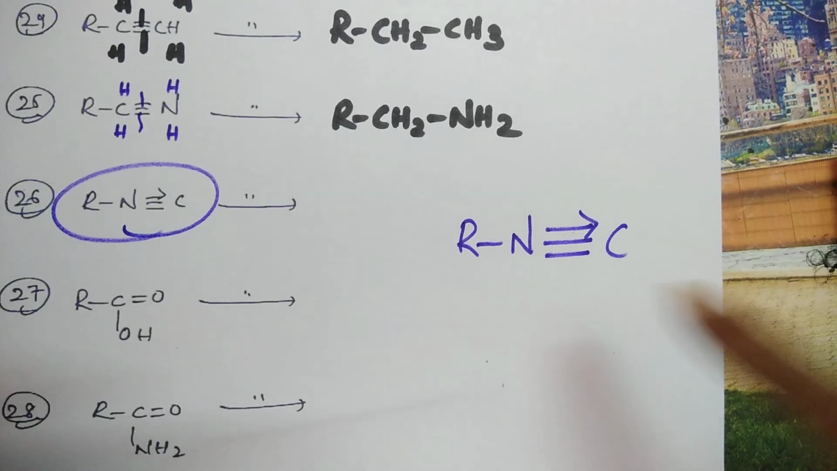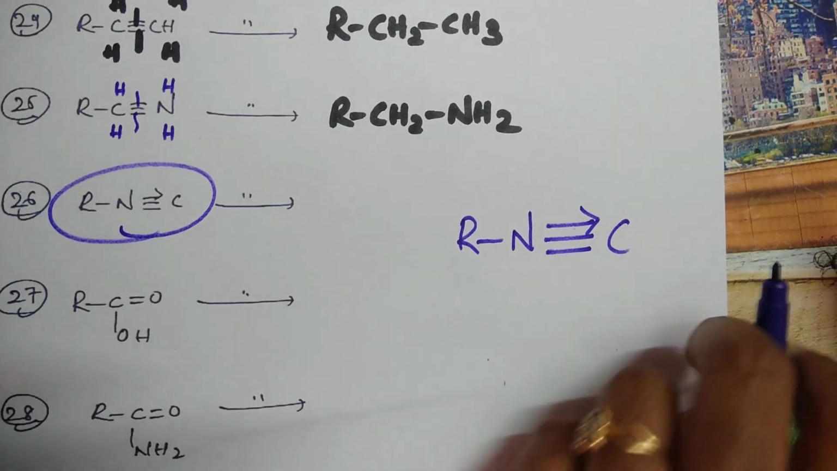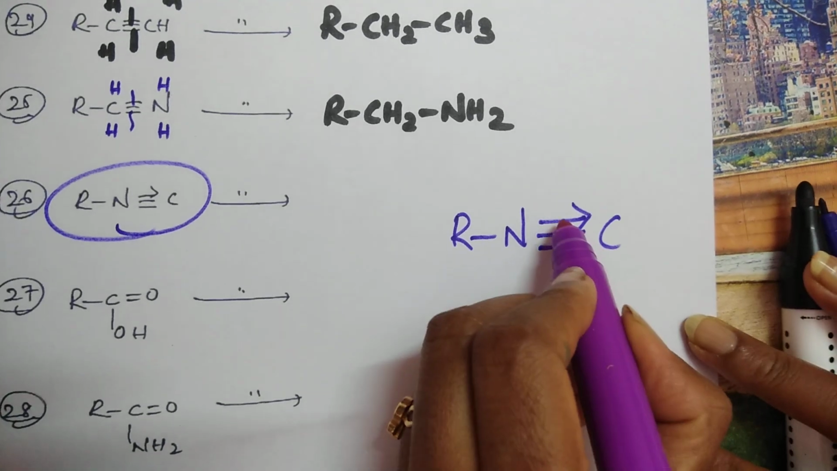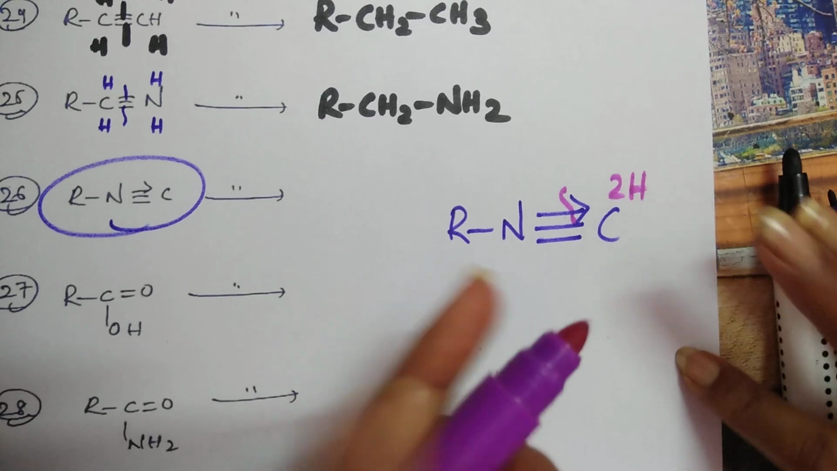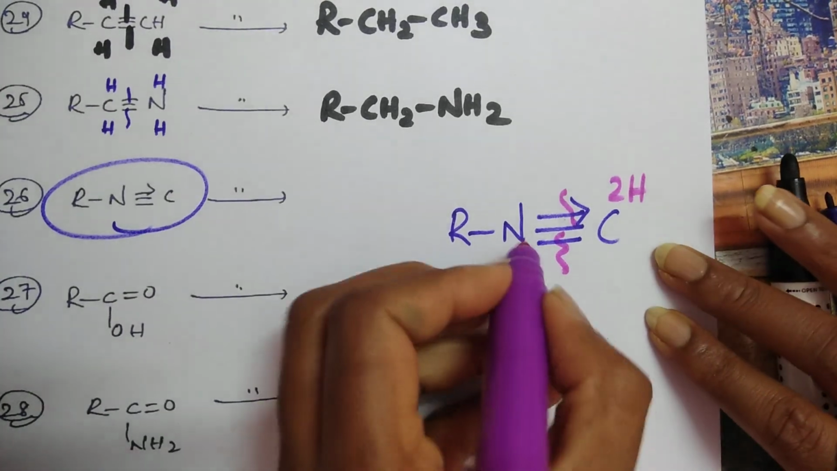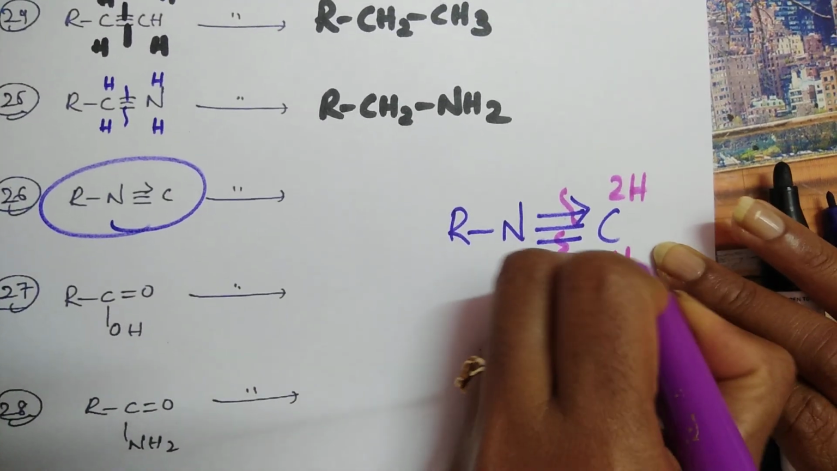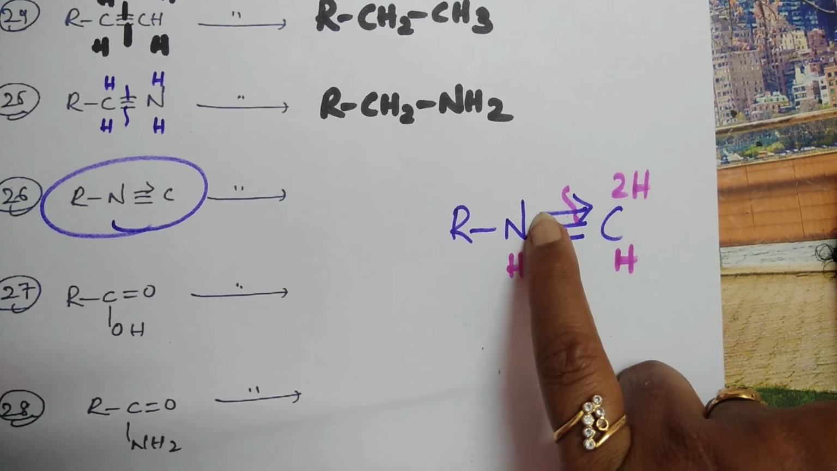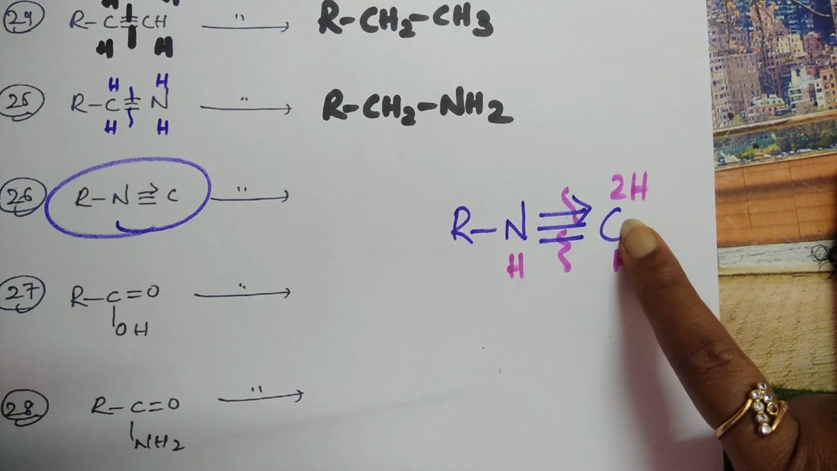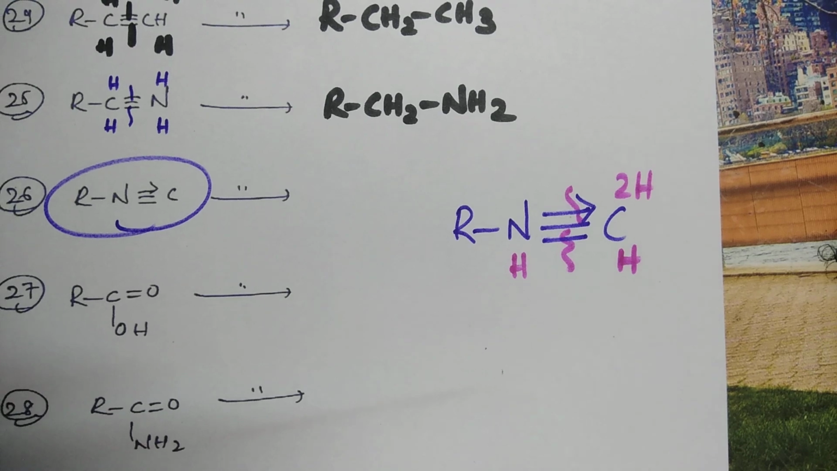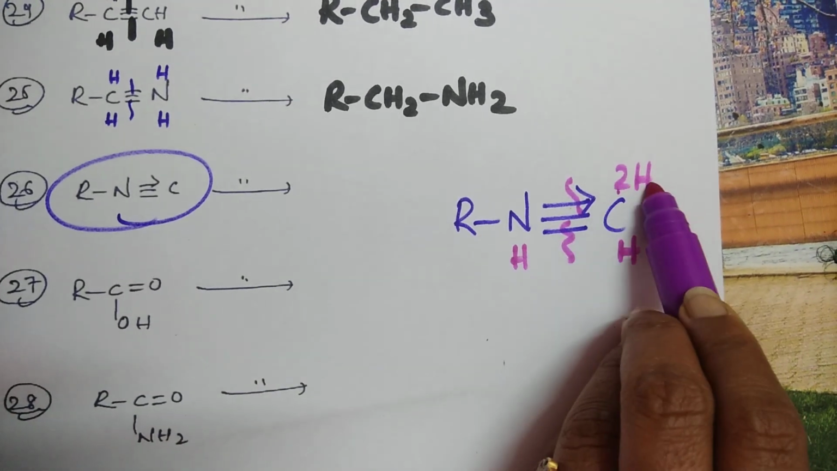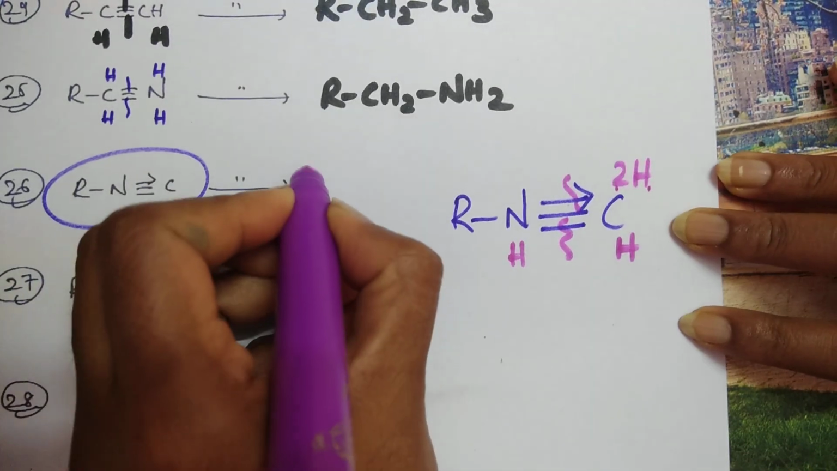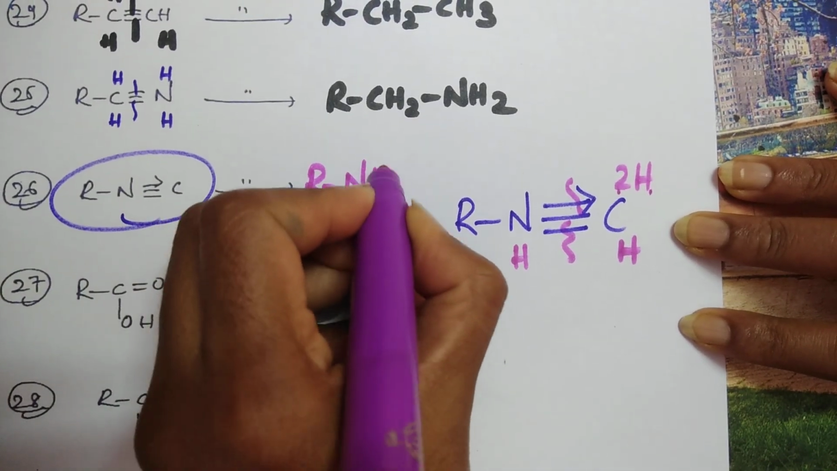C, correct. This bond is towards carbon. So whenever you are breaking this bond, two hydrogens you should keep this side only, carbon side only. Normally if you break a bond, what you do? One hydrogen here, one hydrogen here. But here this arrow is showing towards the carbon, back bonding. So when you are breaking this, two hydrogens you should keep on carbon only. Then the product will be secondary amine.